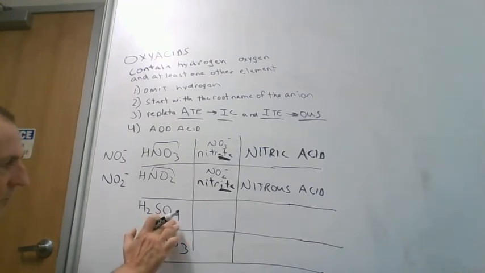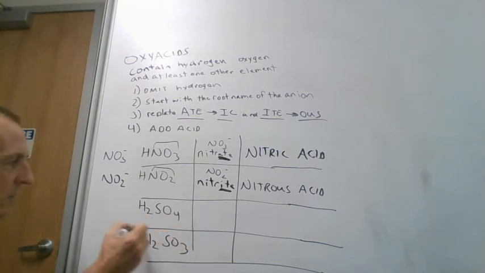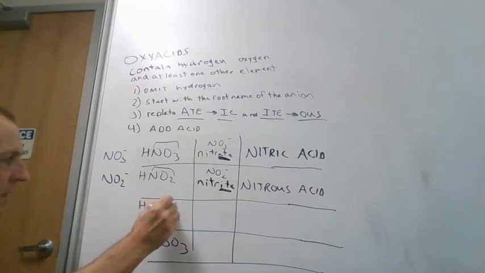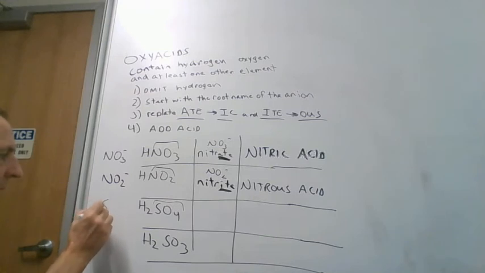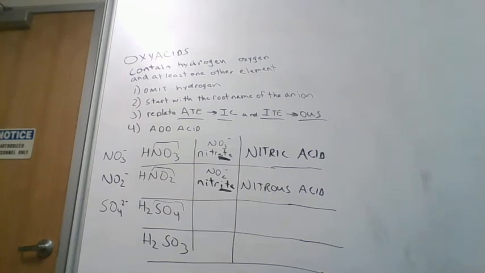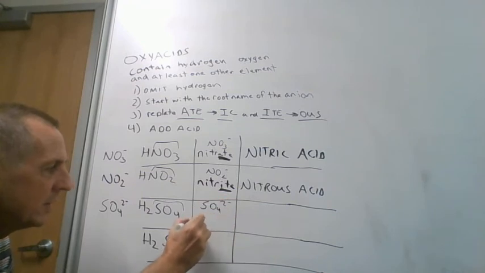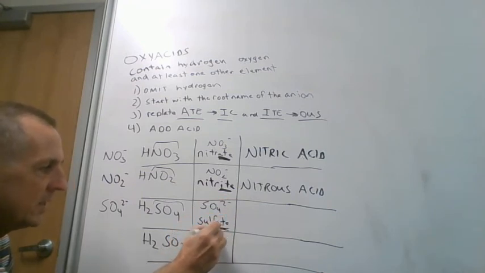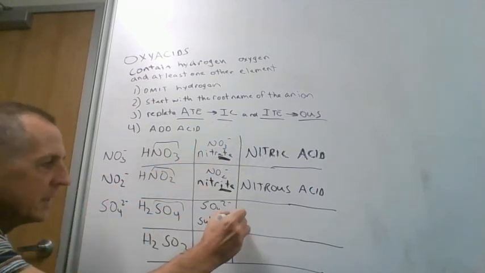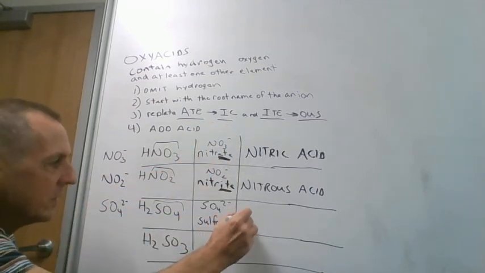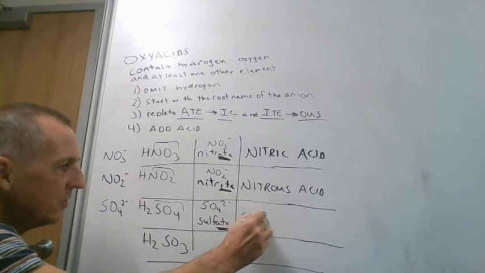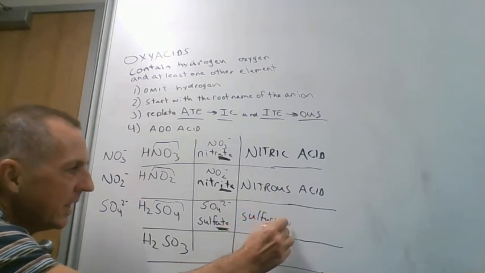We have H2SO4. If we look at our polyatomic ions, this would be the polyatomic ion. We have SO4. It has a 2 minus charge because we have 2 plus charges. So if you go to your polyatomic ion table, you'll see that SO4 2 minus's name is sulfate. Right, so we have the ATE ending, so we're going to change it to IC. So we have sulfuric acid.